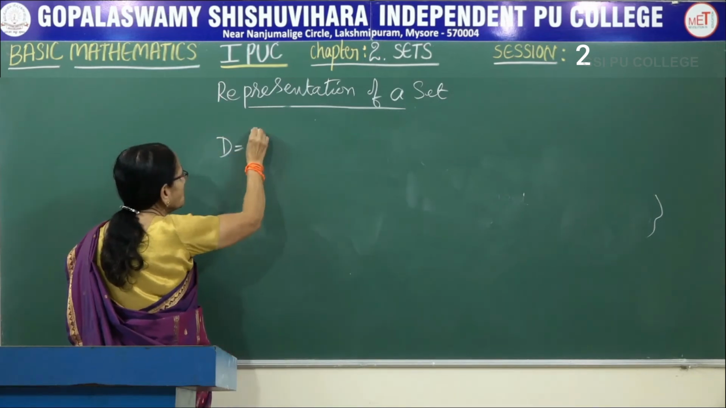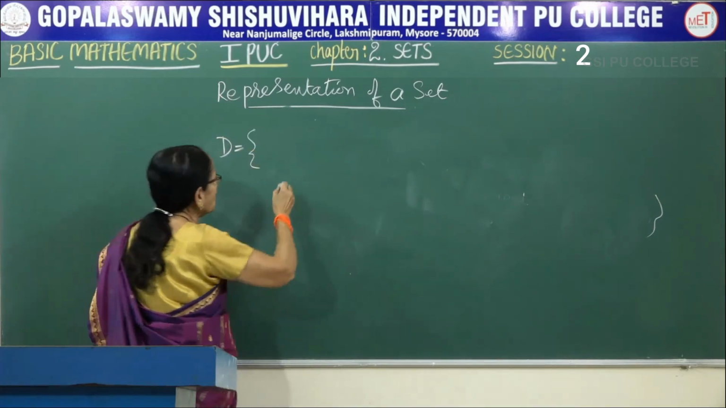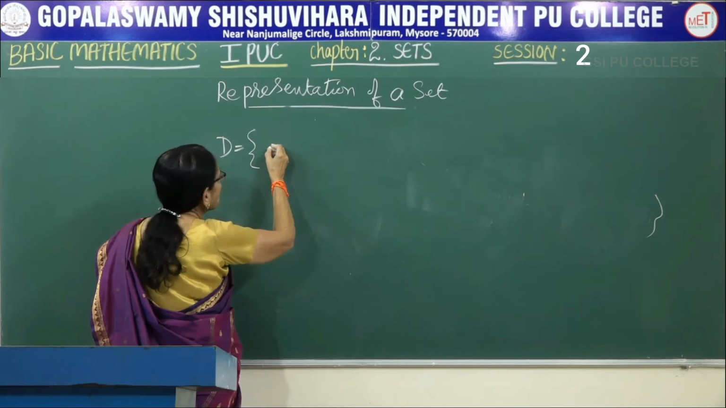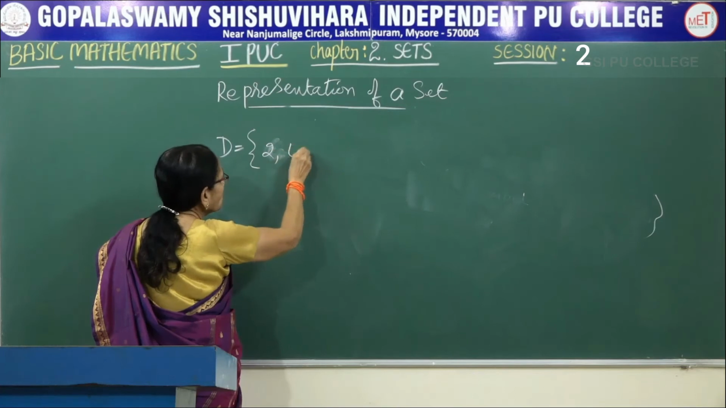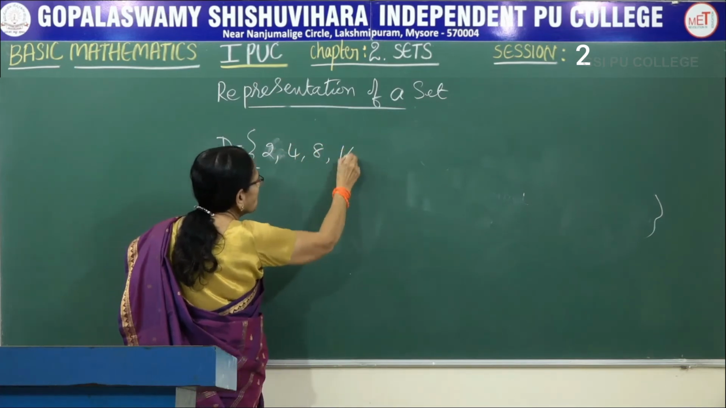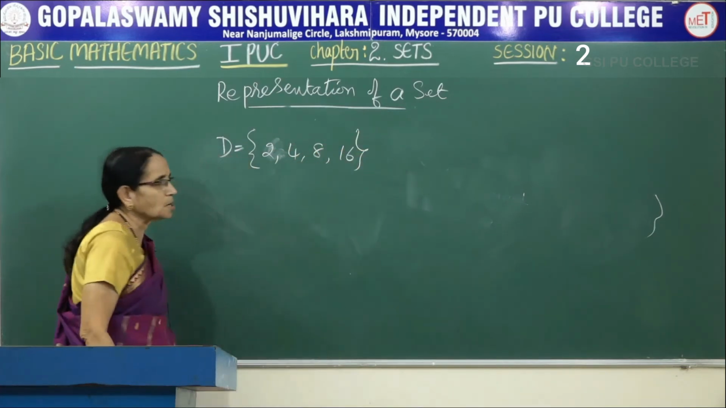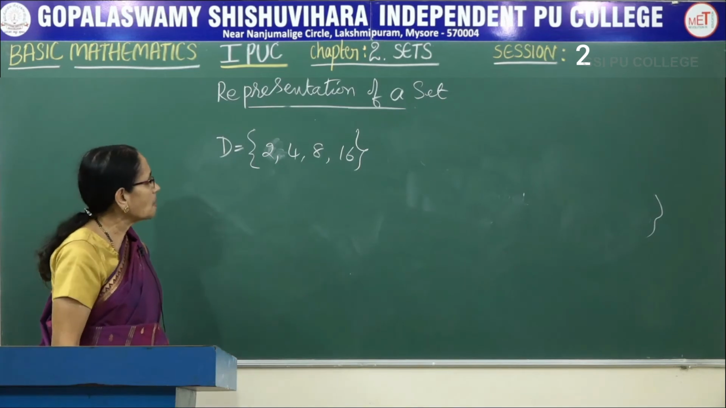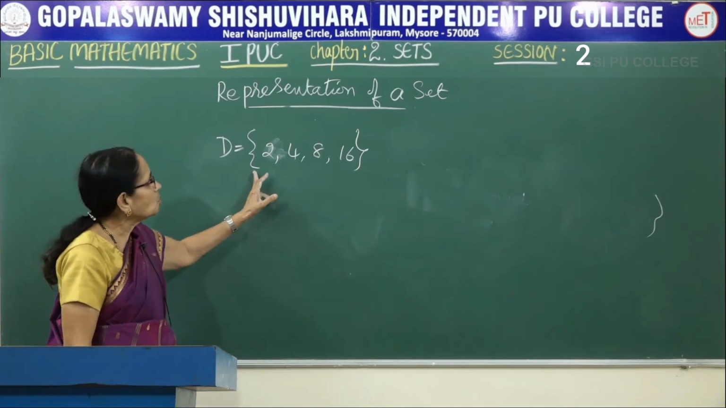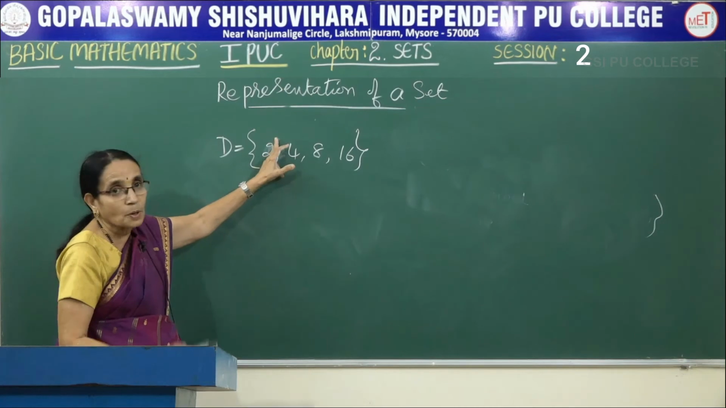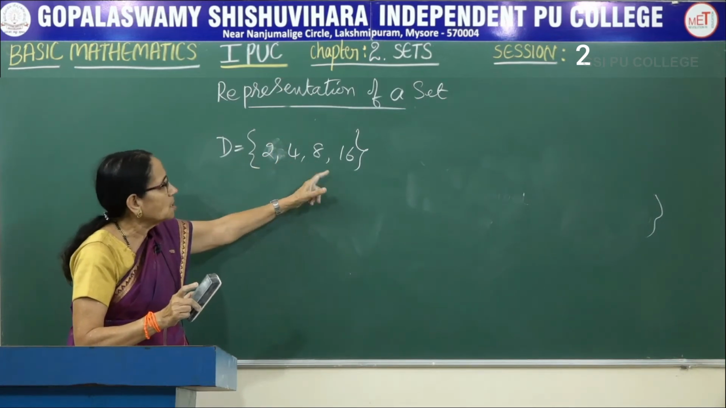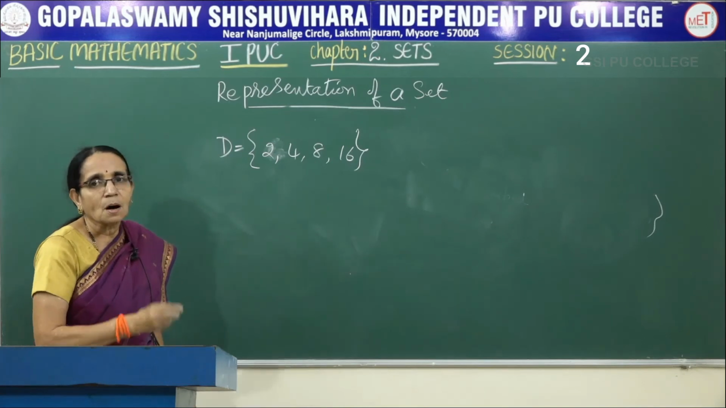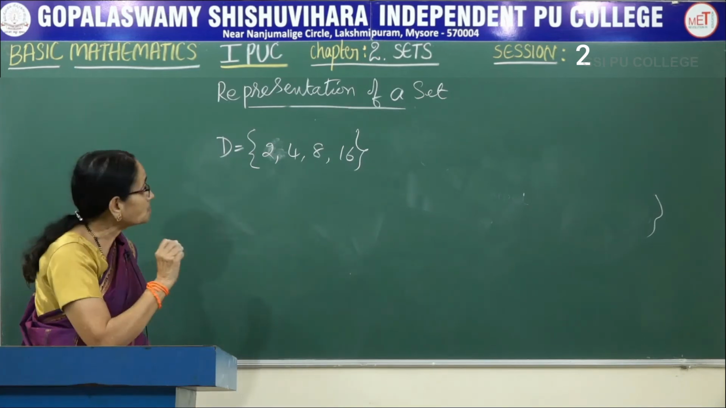Consider a set D. Here: 2, 4, 8, 16. Look here, how are the numbers here? 2 to the power 1 is 2. 2 square is 4. 2 cube is 8. 2 to the power 4 is 16. All the numbers are powers of 2.